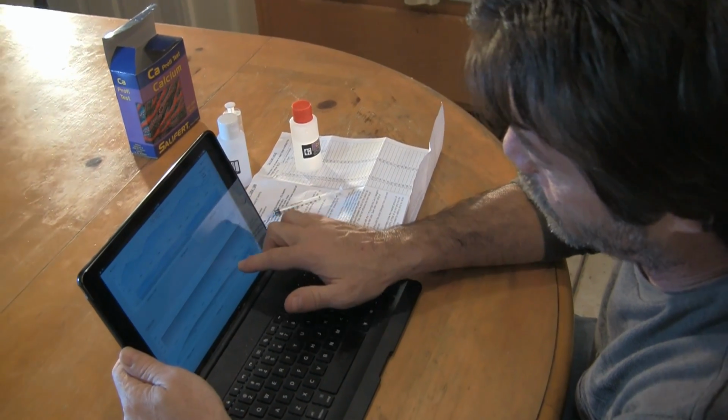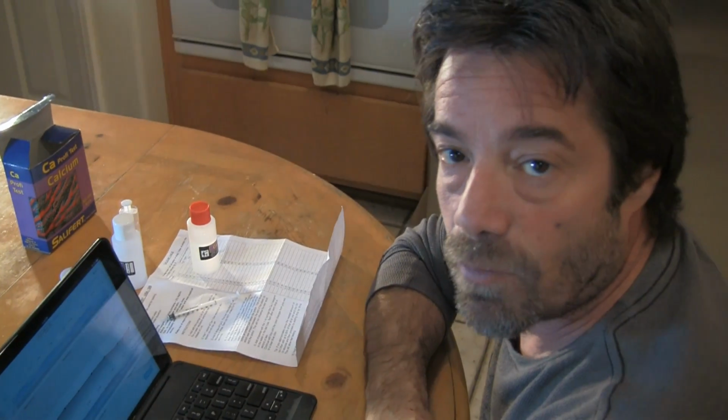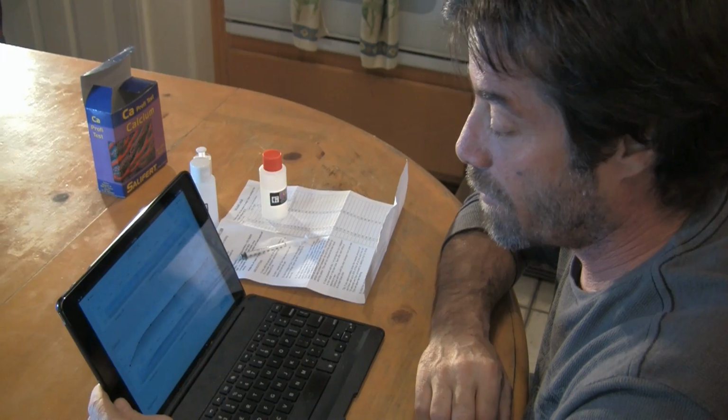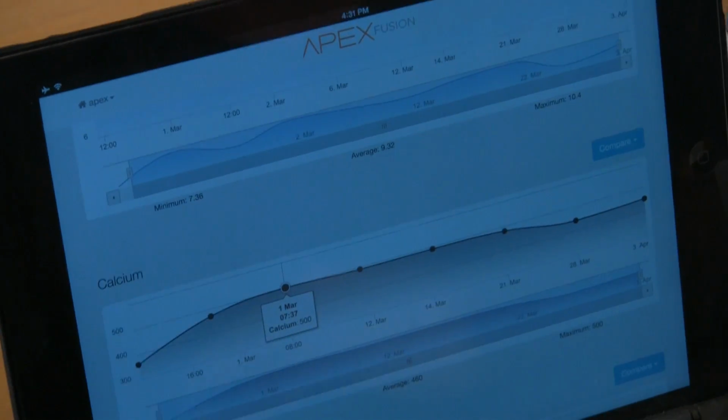Now we'll take a look at another graph here. Well, let's do some testing here. Well, let's talk about one more graph anyway, since we're talking about graphs. This is calcium, and same deal. I started out low. I dosed some calcium stuff into the tank, and I wound up high.